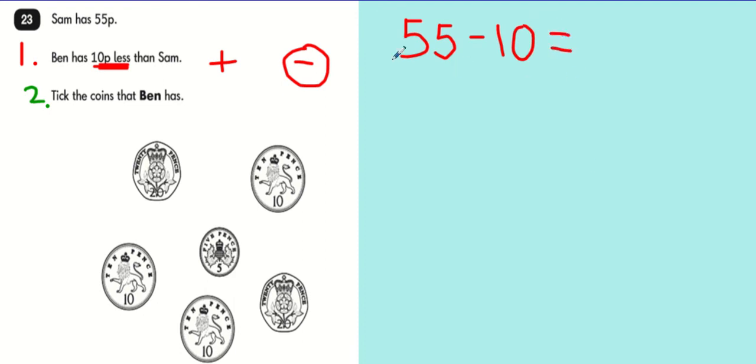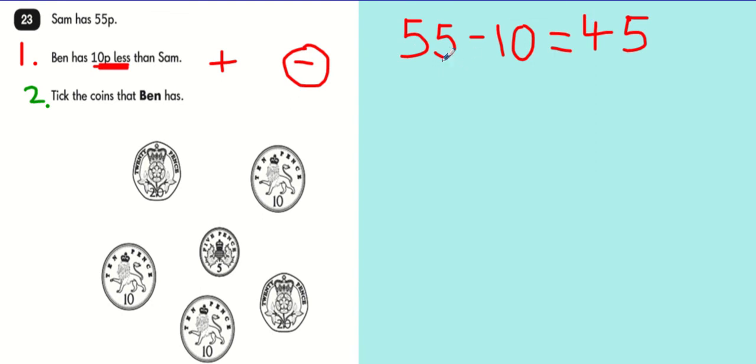Now, if you've been working on that pattern of taking away 10, you'll know straight away that that answer is going to be 45. Can you see the tens number, children, this number here, the tens, has got less, hasn't it? I started with 5 tens, now I've got 4 tens.